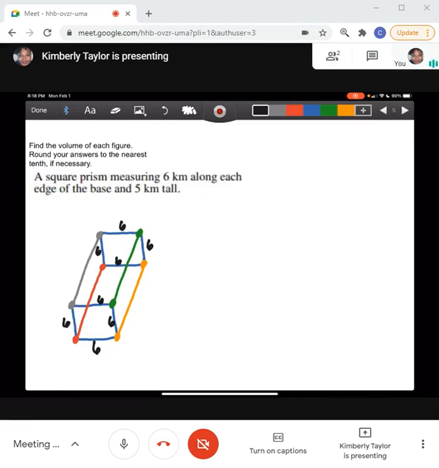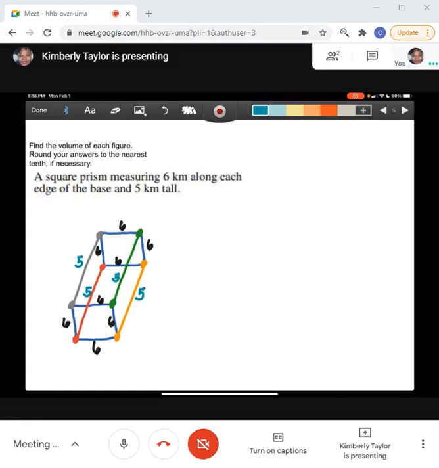Now they're telling you the prism is 5 feet tall. So this is going to be 5 feet. So it's 5 feet here, 5 feet here, 5 feet for the red line, 5 feet for the green line. Let's put it down here.